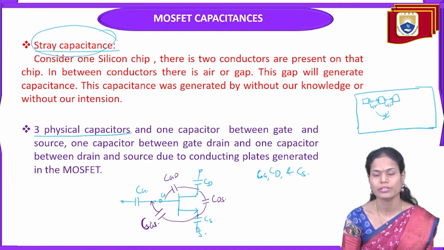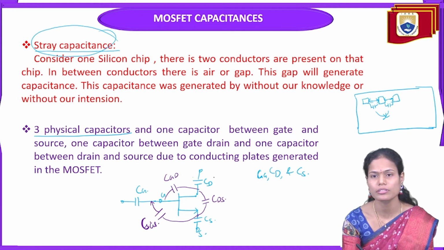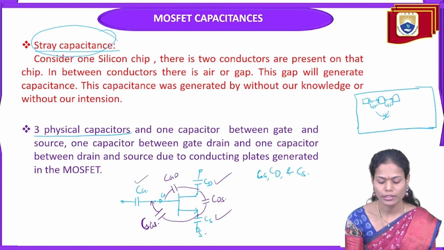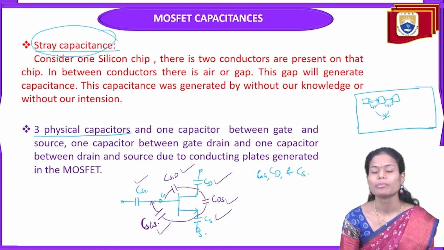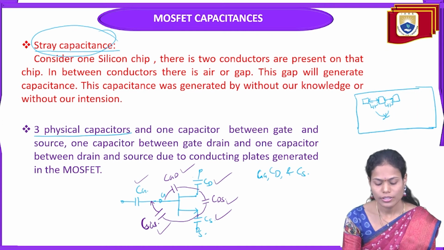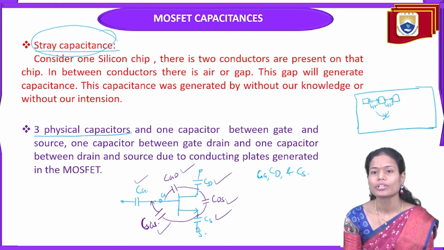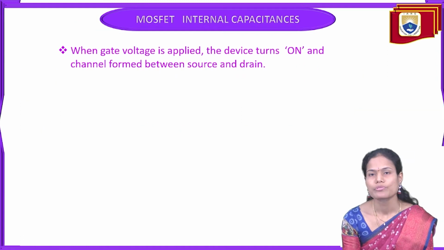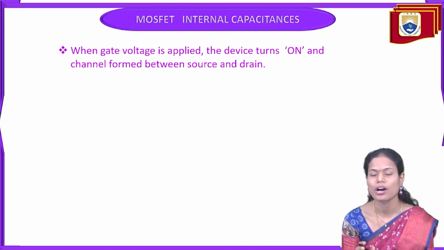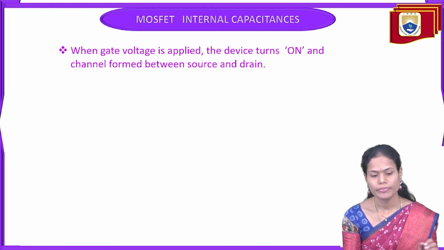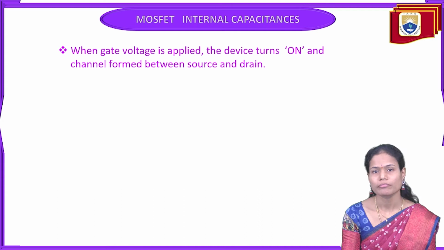So total 6 capacitors. These 3 are the physical capacitors, and the remaining 3 are the internal capacitances existing between the terminals of the MOSFET. And these occur due to the conducting plates generated in the MOSFET circuits. So how these MOSFET internal capacitances exist, we will see now.